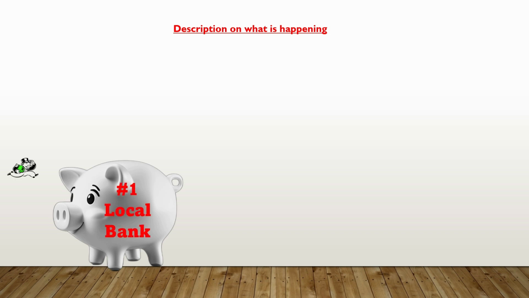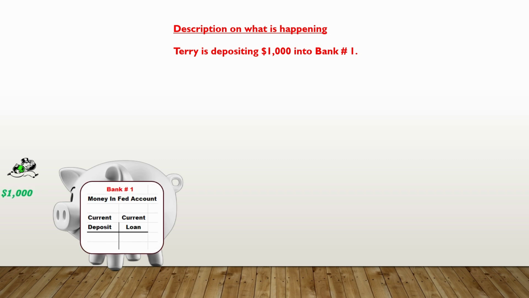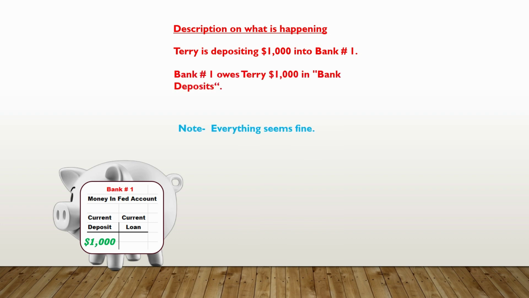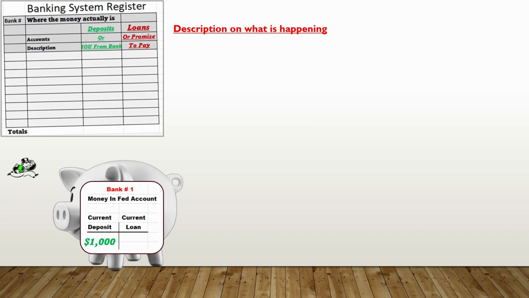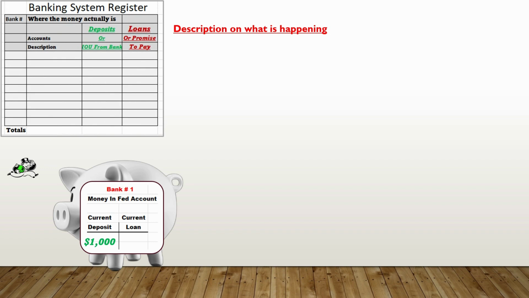The little running man shows the movement of deposits. Terry is depositing $1,000 into bank number 1. Bank number 1 owes Terry $1,000 in bank deposits. Everything seems fine. Similar to your checking deposit register, this banking system register keeps track of all bank deposits and loans for the whole banking system.